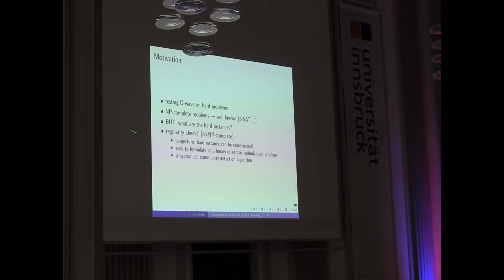Okay, and the motivation of our work is to suggest probably a new hard problem that could be used in testing these devices, and it's the regularity check that is known to be co-NP complete decision problem, and maybe here you can find the hard instances easily, and it's easy to make in this quadratic optimization form without, you don't need any constraints, for instance. And a byproduct is this community detection algorithm.